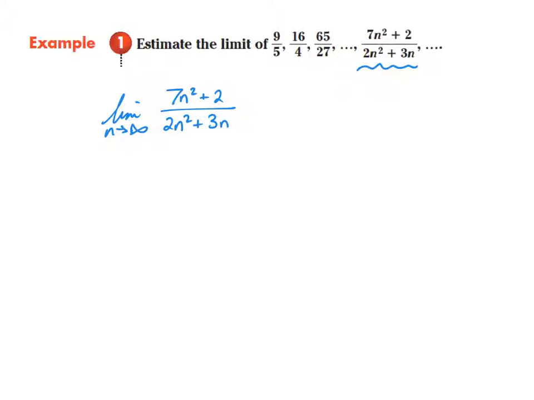What might be helpful, just to have an idea of what's going on, is to choose values for n. So let's let n equal 50, and then let's let n equal 100, and then let's let n equal 100,000. And tell me what we get for our function.